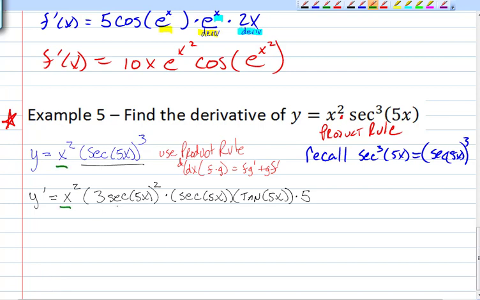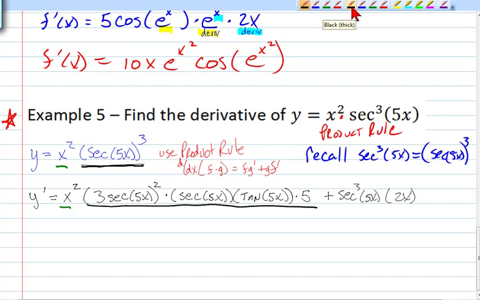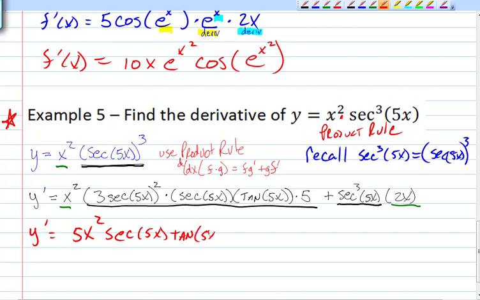Here's the first times the derivative of the second plus the second, which is secant cubed 5x, times the derivative of the first. Cleaning this up, we have a 5 times an x squared, so this derivative is going to be 5x squared secant 5x tangent 5x, times 3. I forgot the times 3, so that's 15. 5 times 3 is 15.